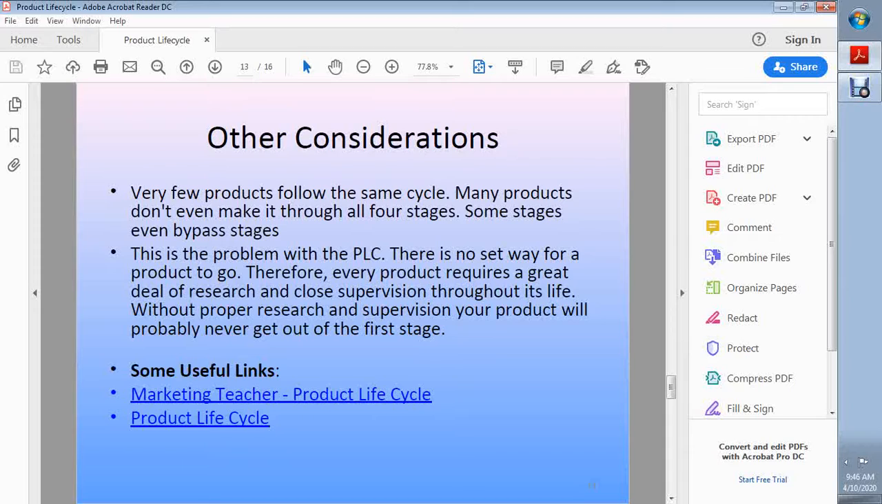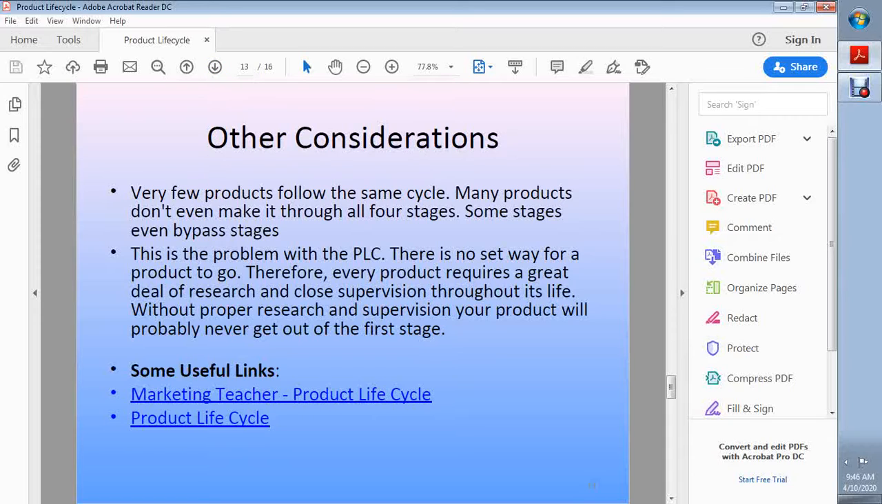This is the problem with the PLC. There is no set way for a product to go. Therefore, every product requires a great deal of research and close supervision through its life. Without proper research and supervision, your products will probably never get out of this stage.